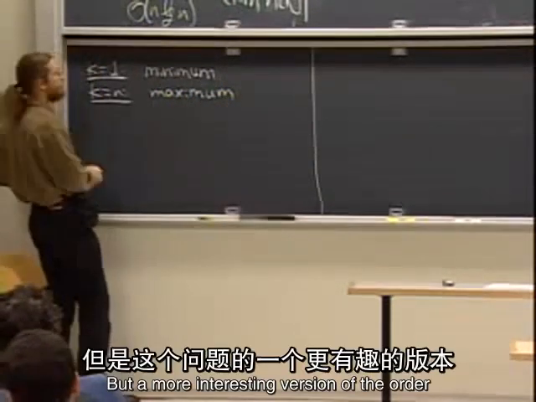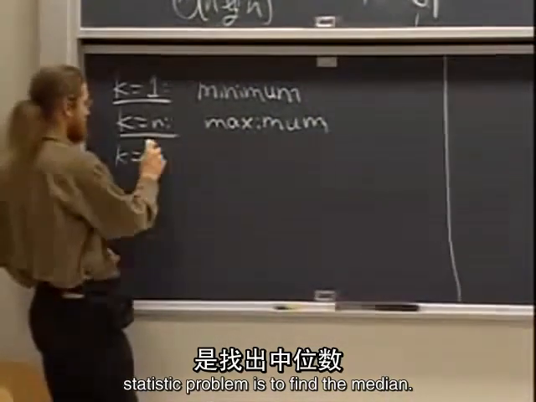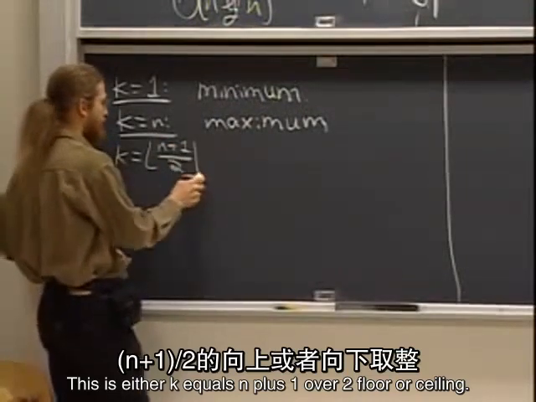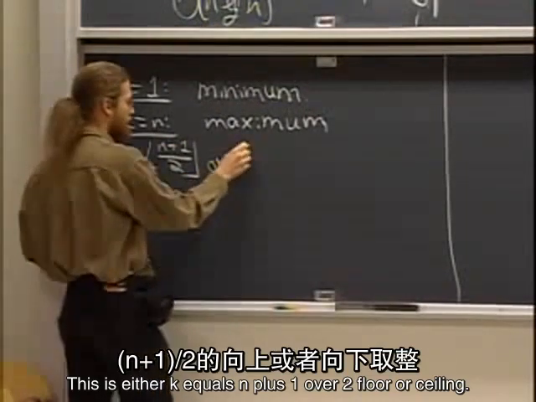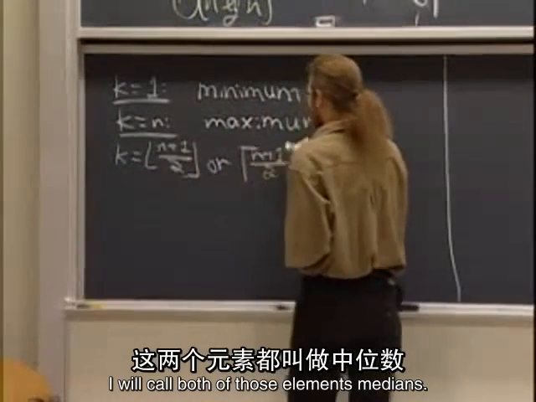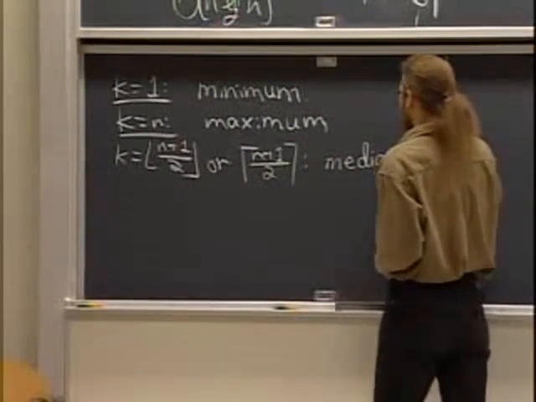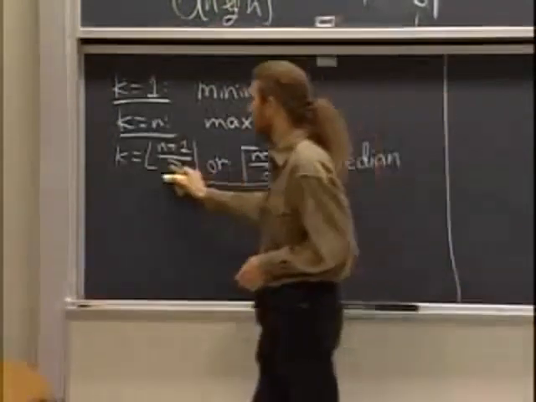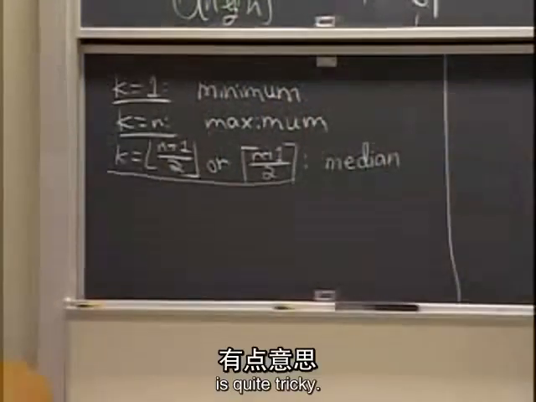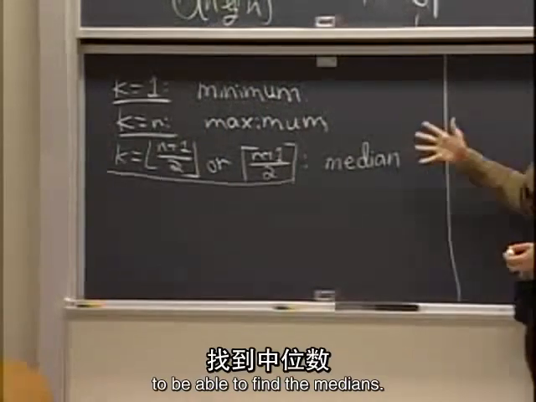But a more interesting version of the order statistic problem is to find the median. This is k plus 1 over 2, floor or ceiling. I'll call both of those elements medians. Finding the median of an unsorted array in linear time is quite tricky, and that is the main goal of this lecture.